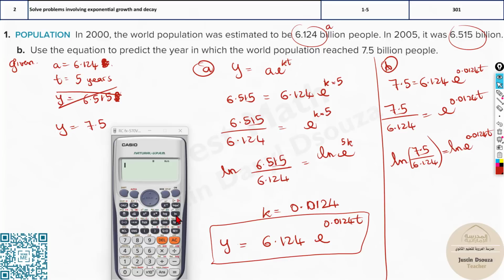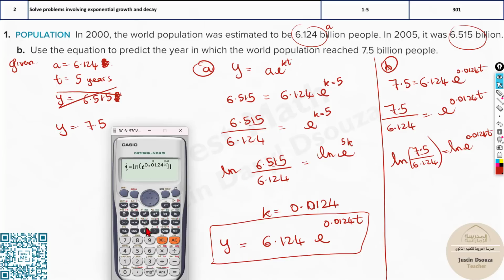Let me show the substitution here. Use the fraction, ln fraction. It's 7.5 divided by 6.124. And let's close the brackets. Equals, it is ln again, natural logarithm, e to the power that shift ln 0.0124 to the alpha x. The t is written as the variable x.